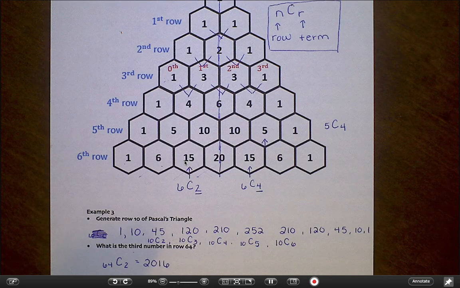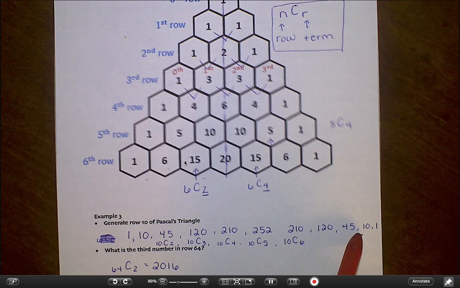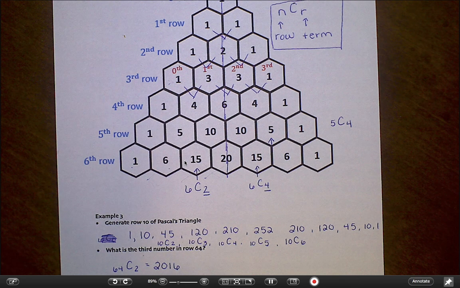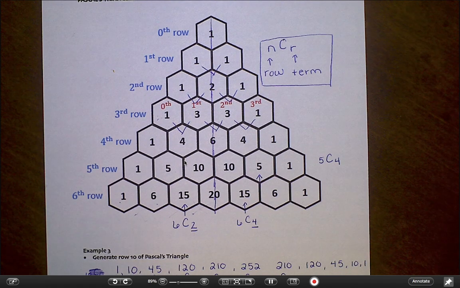So if we wanted to, we could generate row 20 just like we generated row 10, and then add all the numbers up. That doesn't sound like a whole lot of fun to me, but we could do it. Let's see though if there's a pattern that emerges that would make our lives a little easier.